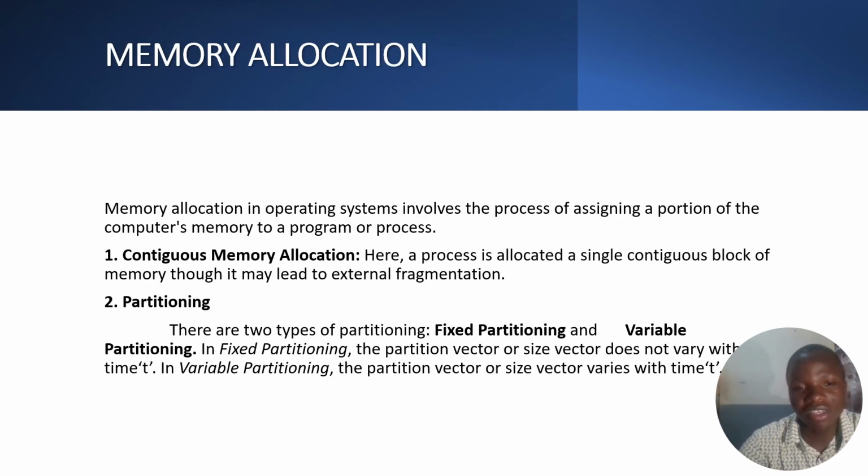To go on to another slide about memory allocation, here I talked about contiguous memory allocation, where a process is allocated a single contiguous block of memory, though this may lead to external fragmentation. For fragmentation, we shall look at it in the next slides, but here we need to understand what contiguous memory allocation is.